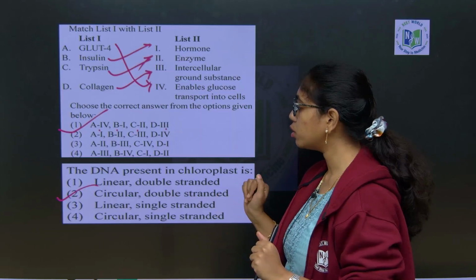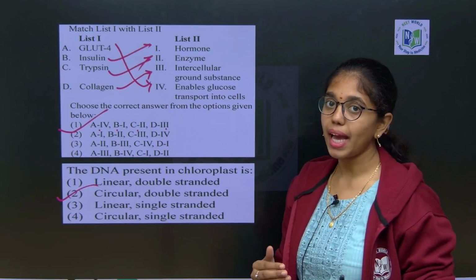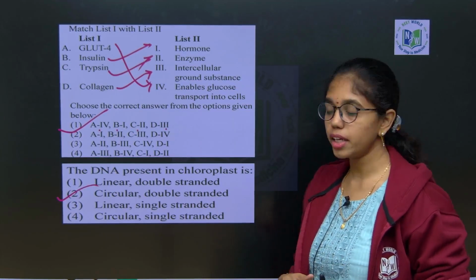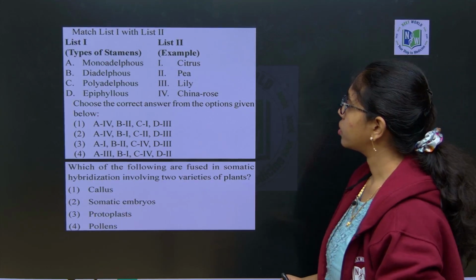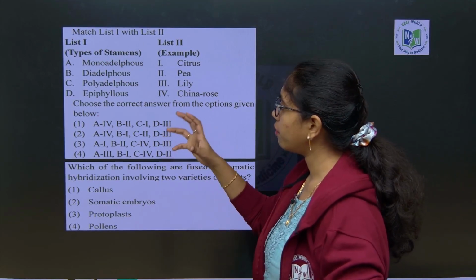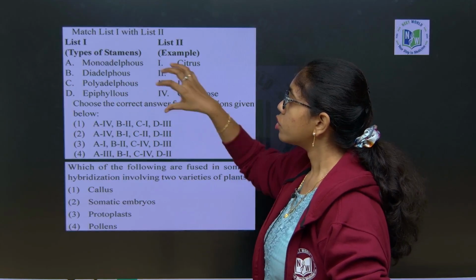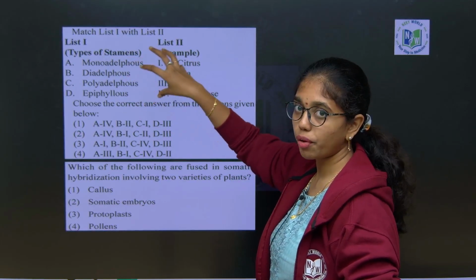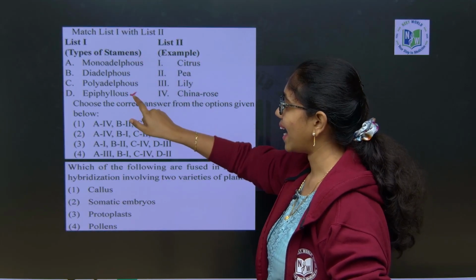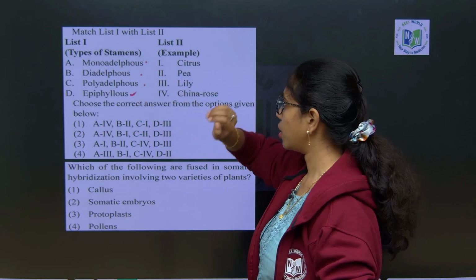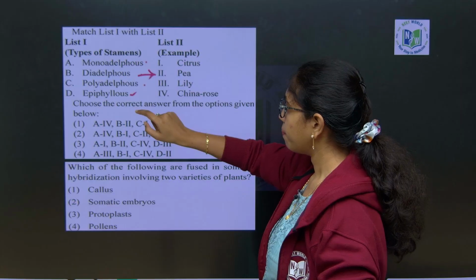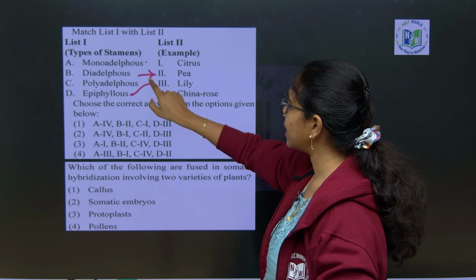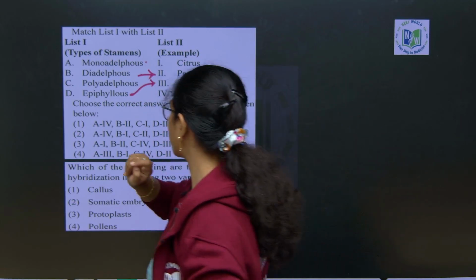That is why we call those two organelles semi-autonomous or self-replicating organelles. Next, monadelphous, diadelphous, polyadelphous, epiphyllous. These are different types of stamens. One is showing adhesion and the rest three cohesion. Diadelphous, of course, you will see in pea. Next, epiphyllous condition is in lily.